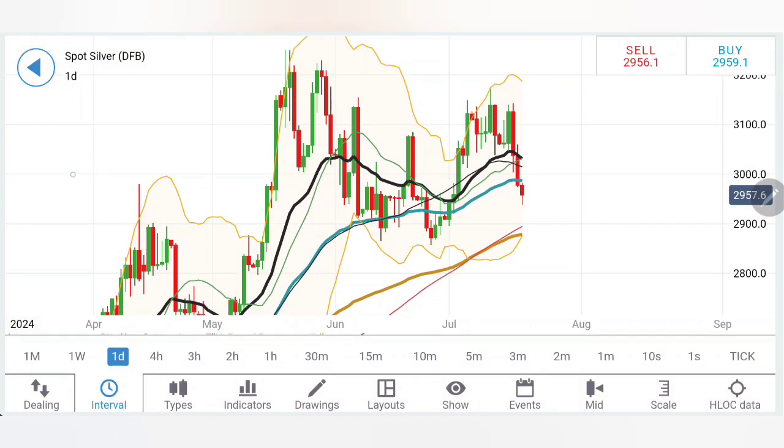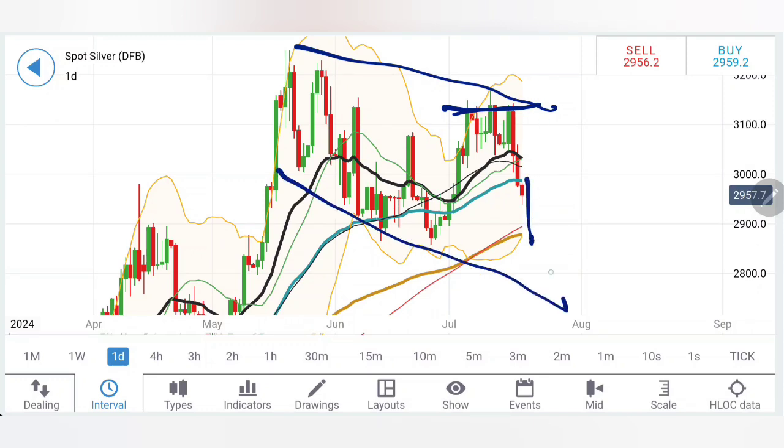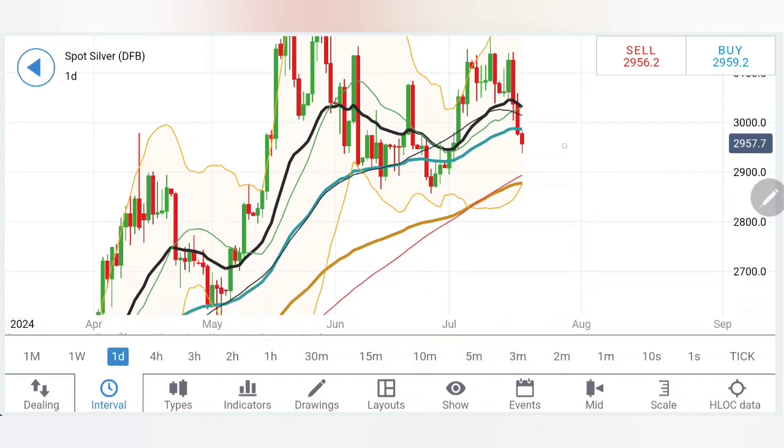Also, if you look at what has happened here, after forming this flag it has given this breakout. Now forming lower highs and finding it difficult to break beyond 3140.50, it has taken a U-turn. So now the chances are there that it can try to move towards the lower end of the channel, which is sitting right now at around the $28 level.